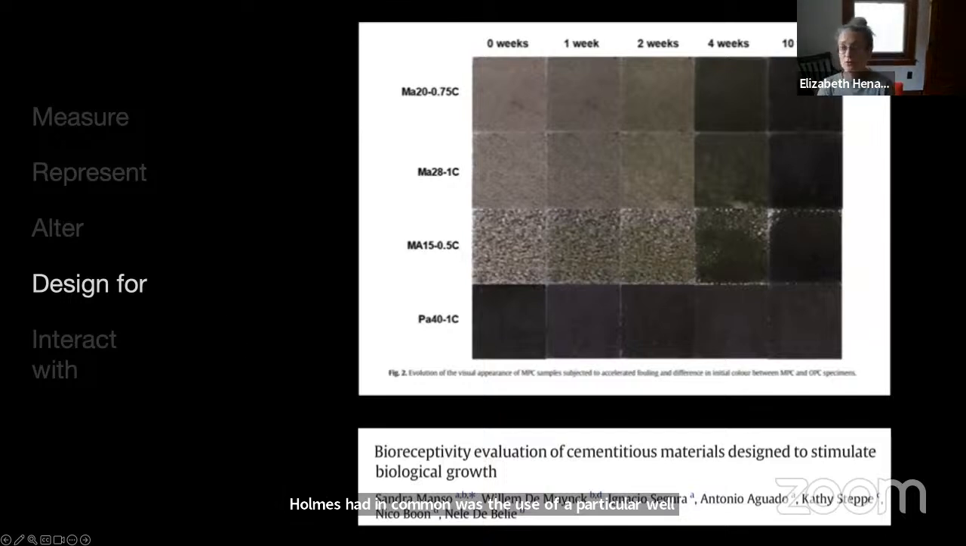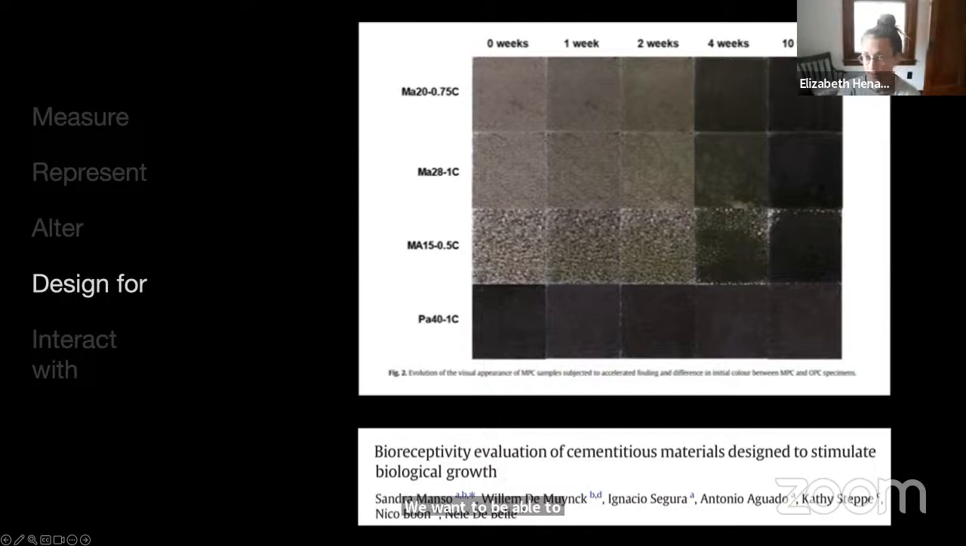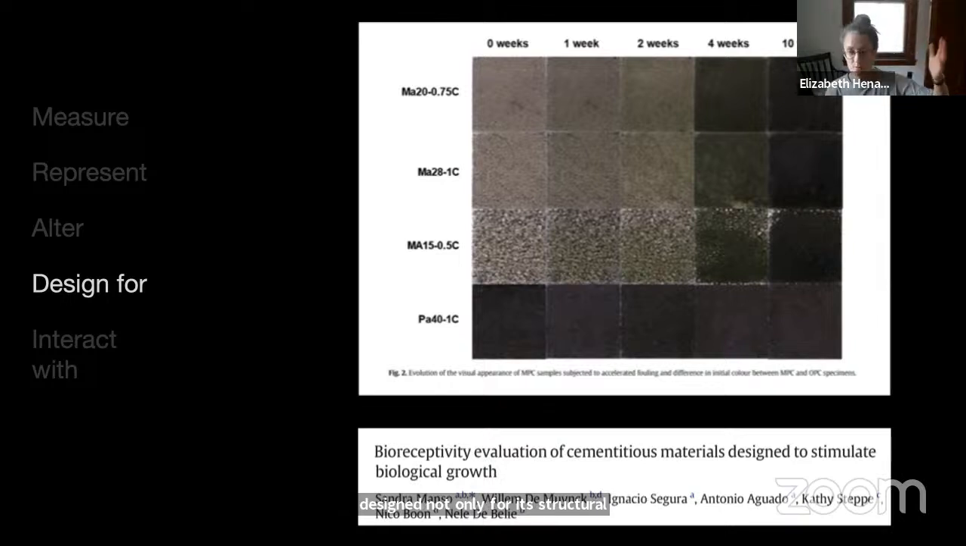We want to be able to design for these microbes that we're measuring in different spaces. So this is an example of a material that has been optimized to host microbial growth in urban environments. This material is bioreceptive cement. It was developed at a lab at the Polytechnic University in Barcelona, actually. So this is an example of a building material that is designed not only for its structural characteristics, so it needs to have certain compression strength and things like that, but also for its microbial characteristics.